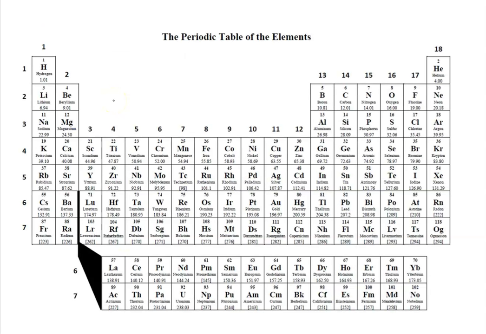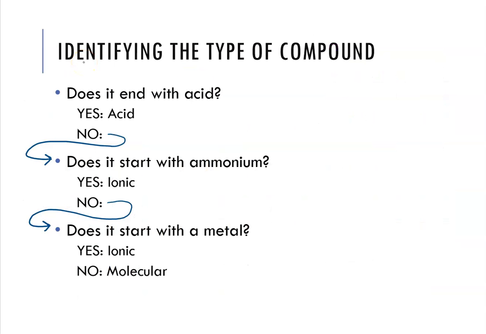So if we look at our periodic table here, we can identify metals and nonmetals. We draw our line through our metalloids. Everything to the left is a metal. Everything to the right is a nonmetal. Right, so we can use this to identify if it's a metal or a nonmetal, and therefore identify if it is ionic or molecular. So how do we go about doing this?